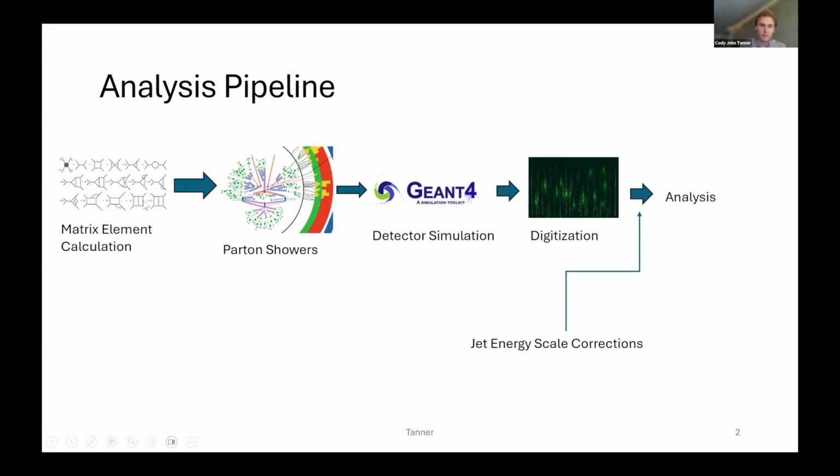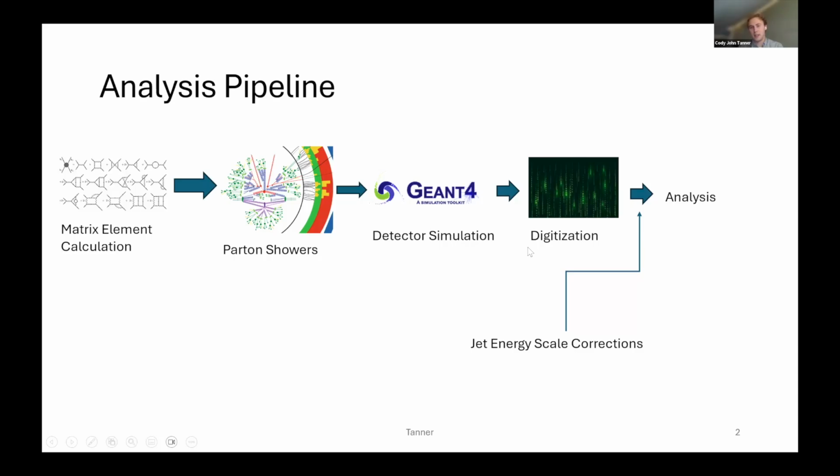So we start with matrix element calculation, and this pipeline shown is just for the simulation aspect. There's a whole other pipeline for actual detector results. But we start with matrix element calculation, where we determine what processes we want to simulate. And then we have parton showers, where we have those particles from the collision split out and go into our detector simulation, where we simulate how much material would be deposited in each layer of the detector and how the detector actually would see the collisions.